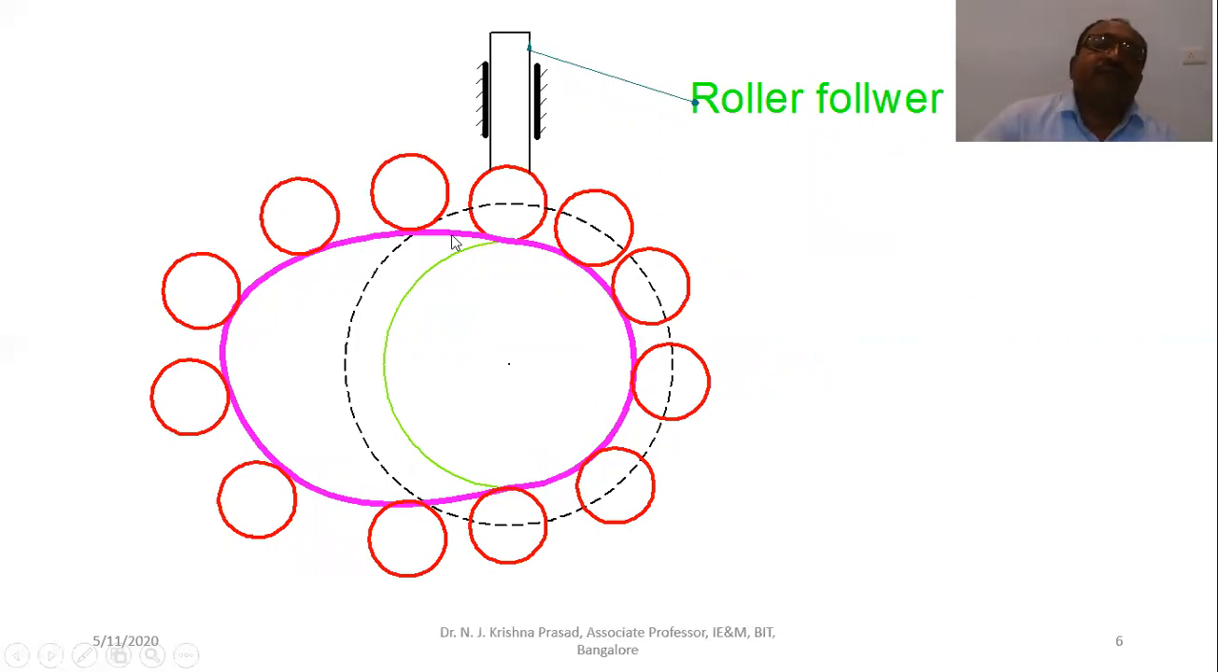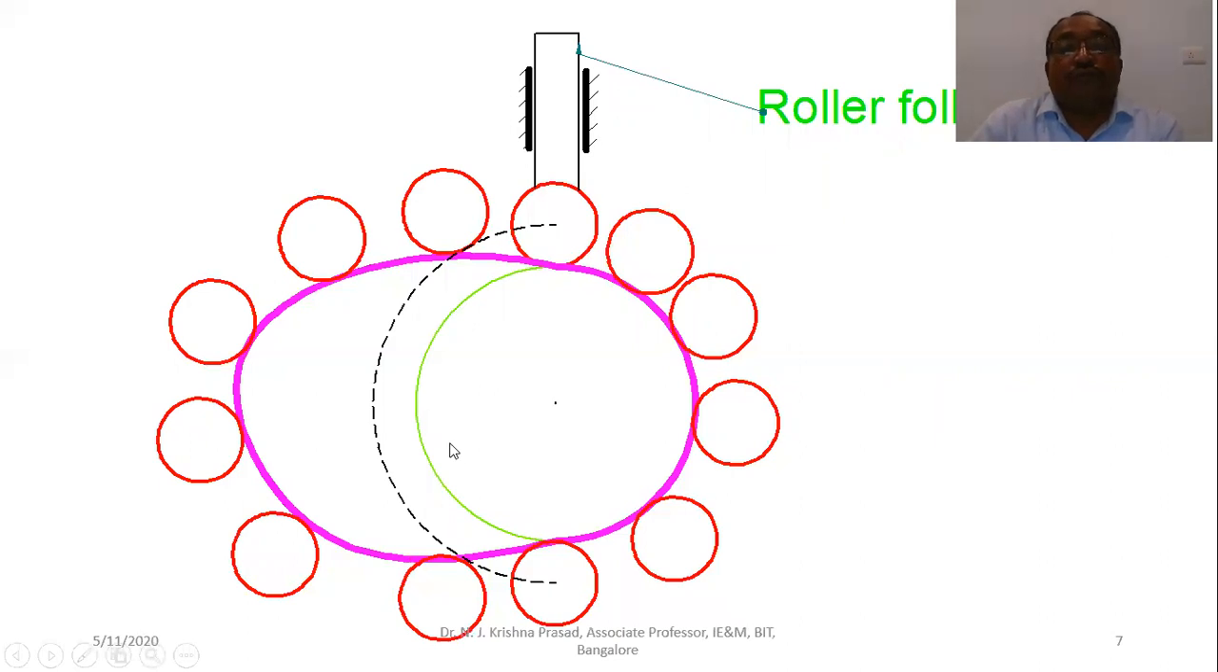And after this, at different points, tangent to the cam profile, draw the rollers. So this cam profile is tangential to all the rollers mentioned here. And after this, here is the movement of the roller follower, if the cam is fixed. That has been removed.